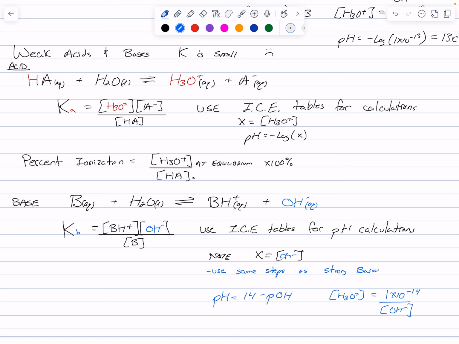All right, and so that is how we're going to calculate the pHs of strong and weak acids, strong and weak bases.